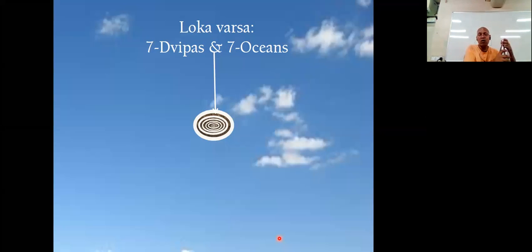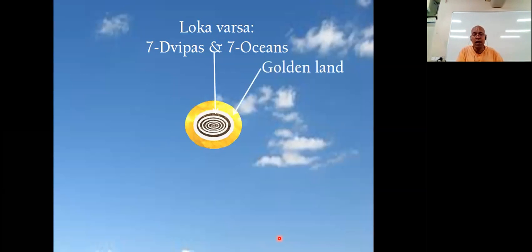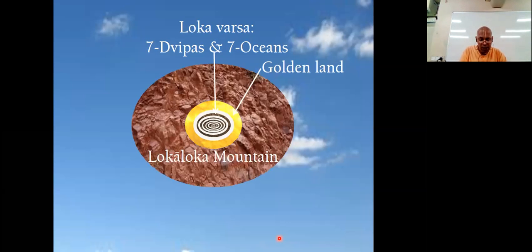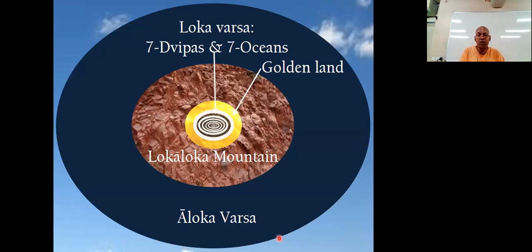So this is what we have discussed till now. 7 islands and 7 concentric oceans, and the 7th concentric ocean is surrounded by a golden land. Then the next one, the Loka mountain, is surrounded by Aloka Varsha, and that is surrounded by universal layers. This is the universal shell, the golden line. That is where the universal shell starts.